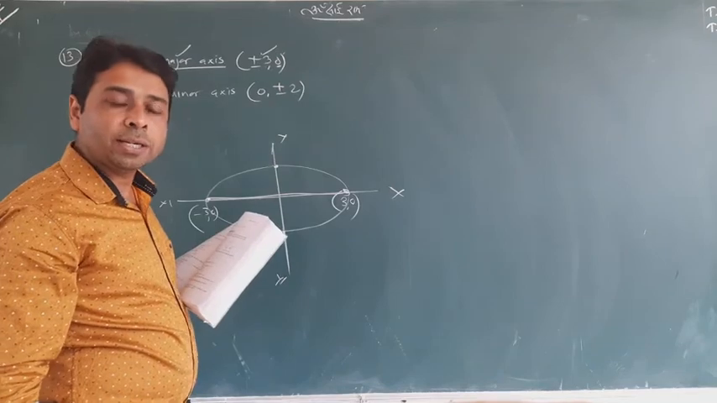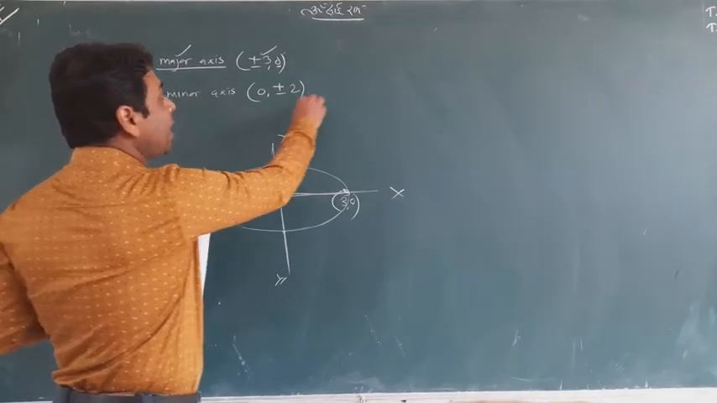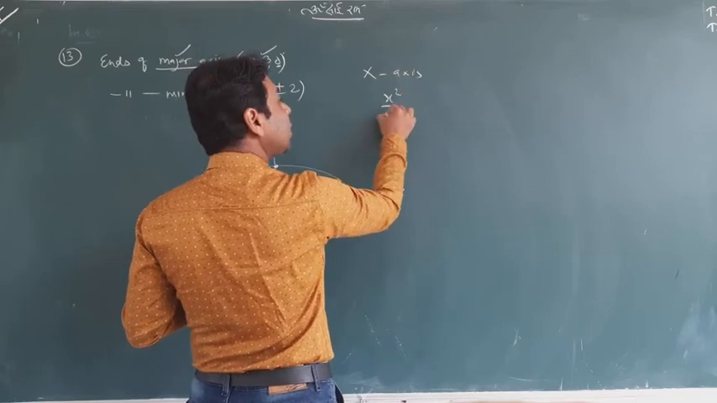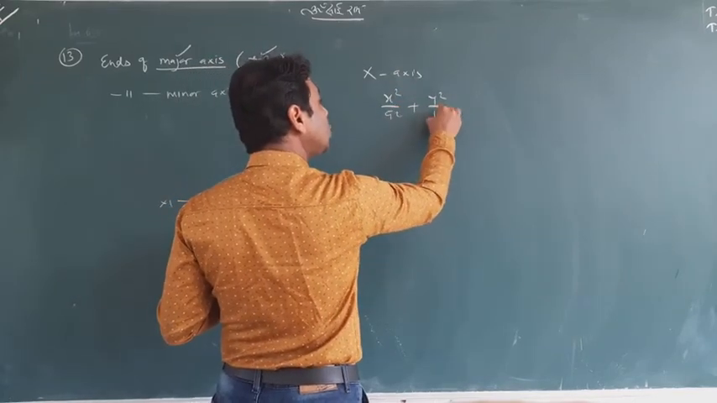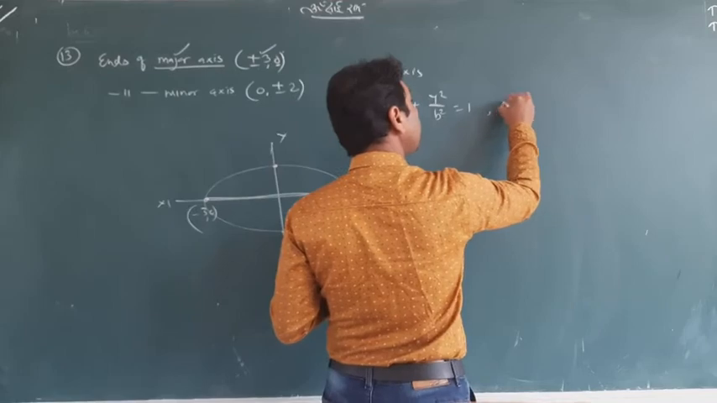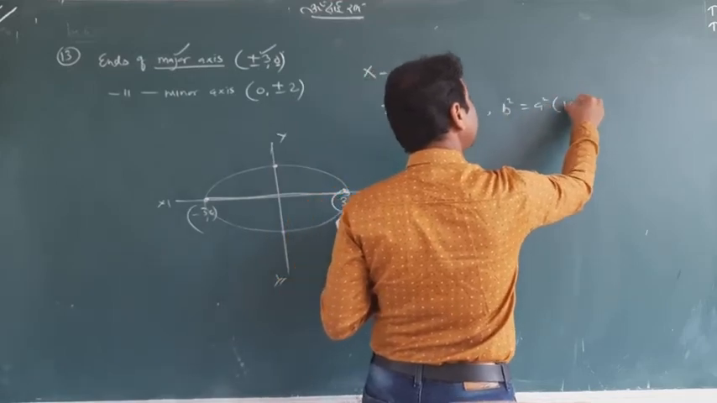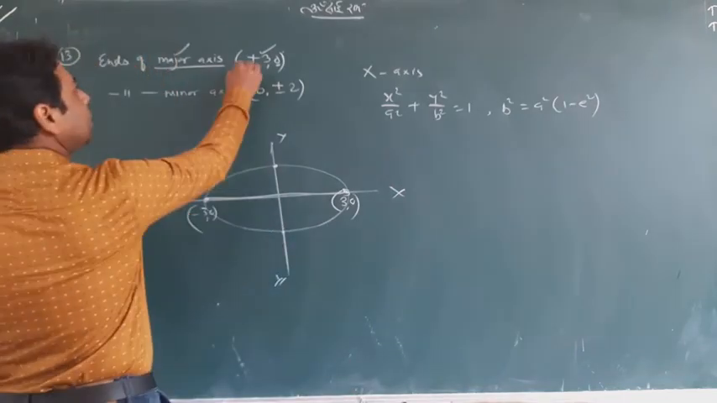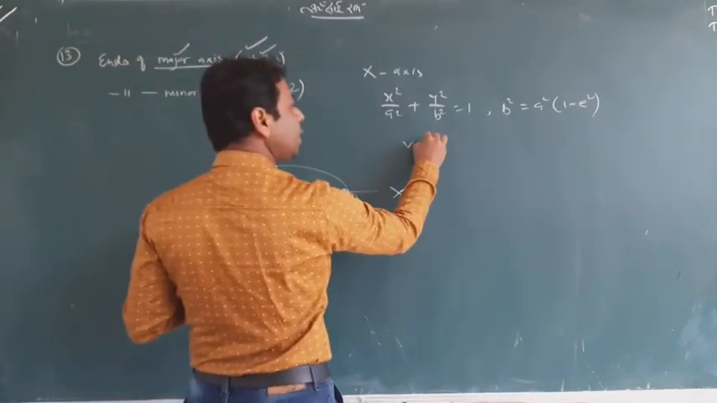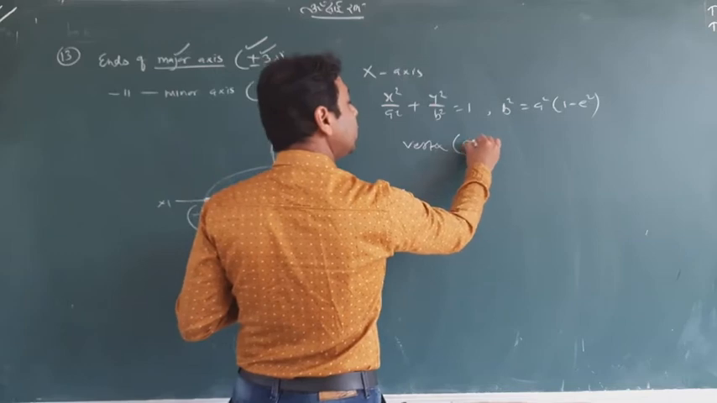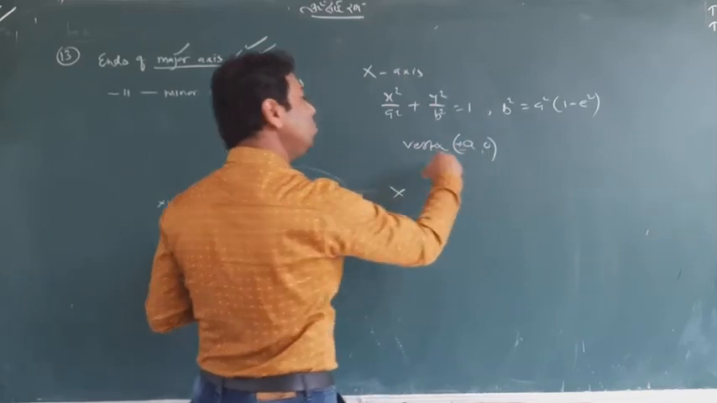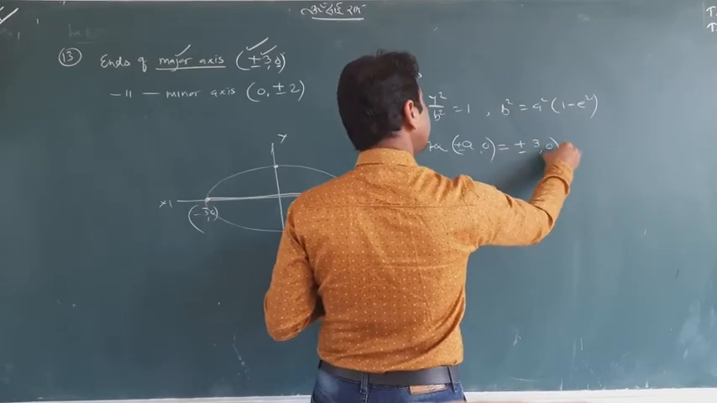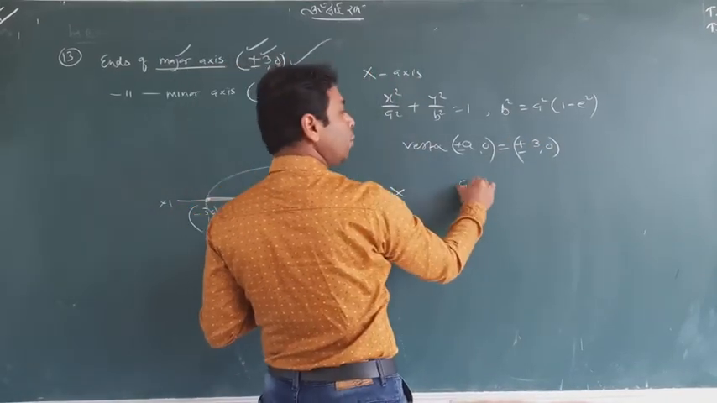One can understand by looking at this sentence that the equation is along the x-axis, so we write x square upon a square plus y square upon b square equal to 1, where b square equal to a square into (1 minus e square). Nothing else is needed because this is nothing but the vertex. According to the question, the vertex is plus minus a and 0, and what is given? Plus minus 3 and 0. So a equal to 3.